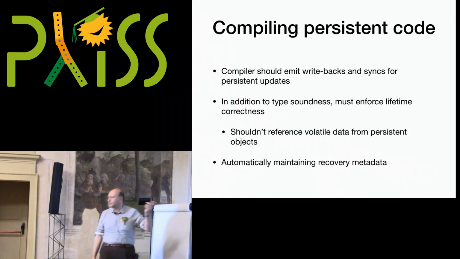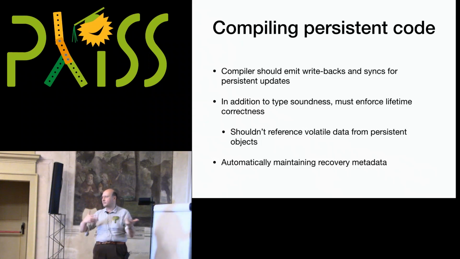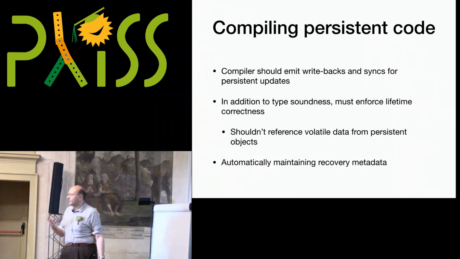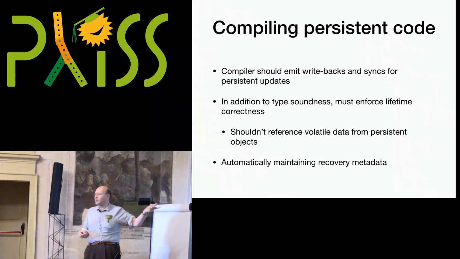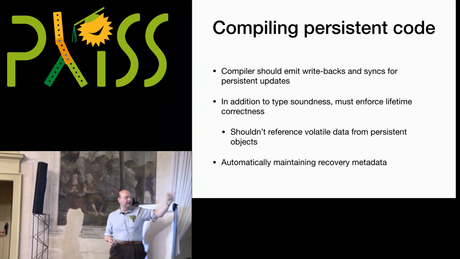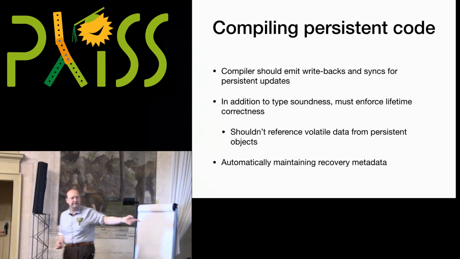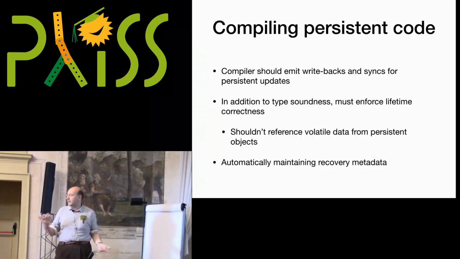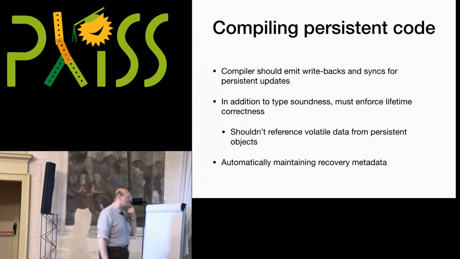There's also this issue that I mentioned last time of lifetime correctness, right? We don't want persistent data to reference volatile data. And if we want to make that into a checked error, we either have to design our type system to ensure it, maybe there's some funky version of ownership types that would give us something like this, or we have to make the runtime enforce this.